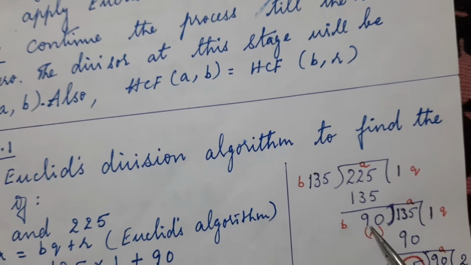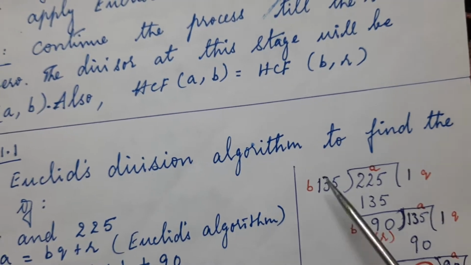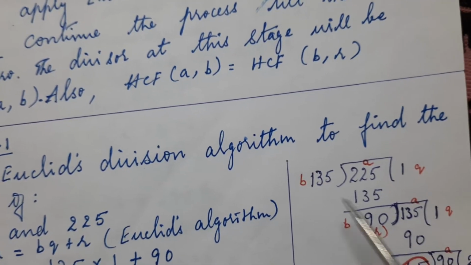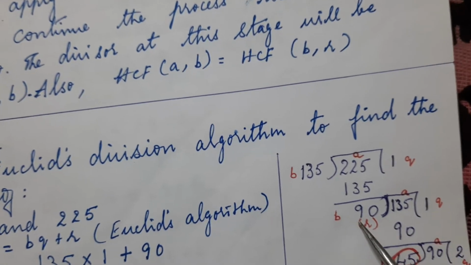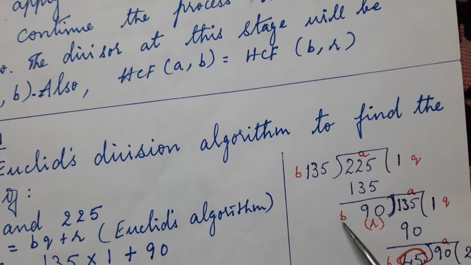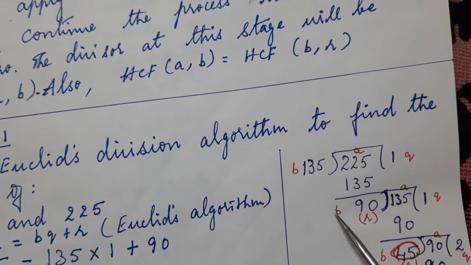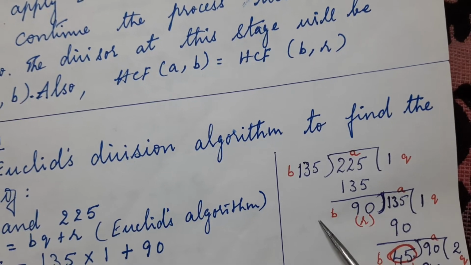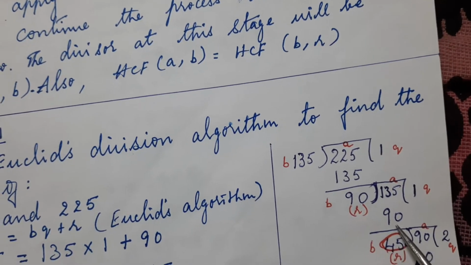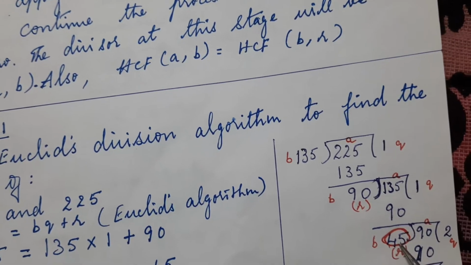So what I am doing is, this divisor b becomes the dividend here. I am bringing this divisor inside. So 135 divided by 90. Now r, the remainder, becomes the divisor. Here this divisor becomes the dividend and the remainder becomes the divisor. So 1 into 90 is 90. When I subtract, I get 45.